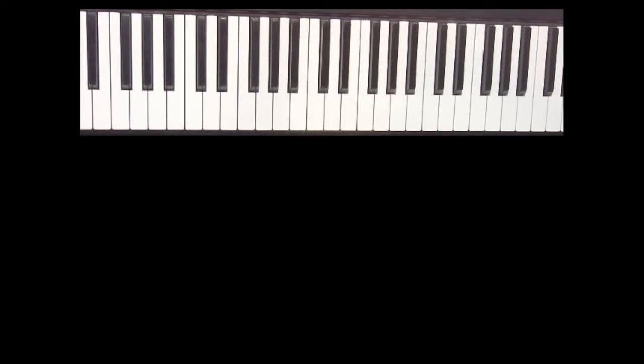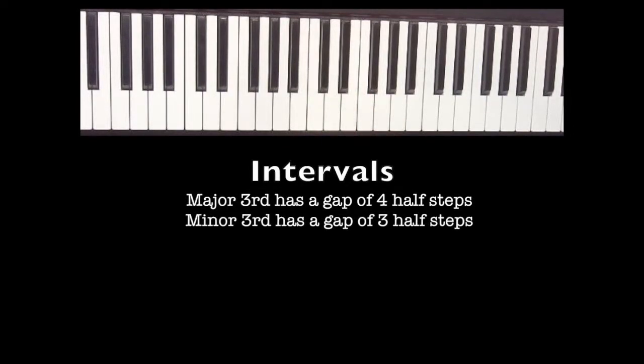The main key to understanding the construction of a chord is the interval. Most of these chords are made up of either major thirds or minor thirds. Let me explain the difference. A major third has a gap or an interval of 4 half steps, 1, 2, 3, 4. So that's a major third. Let's look at another major third, starting on an E flat, 1, 2, 3, 4. So from E flat to G is a major third interval.